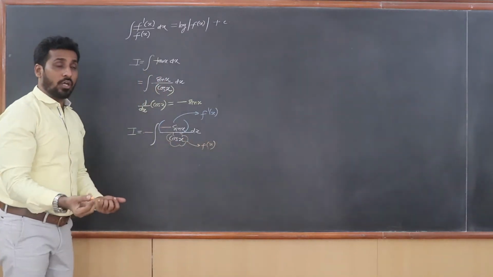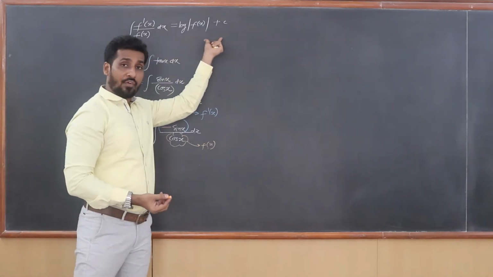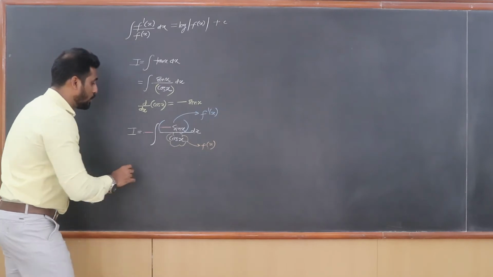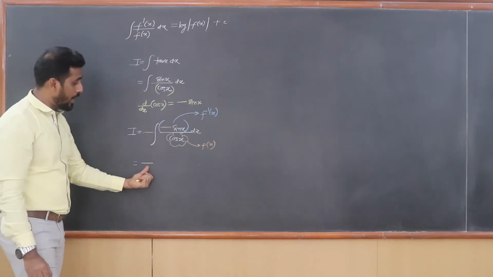I know my corollary well, isn't it? Integration of f1 of x upon f of x dx is what answer? Log of f of x plus c. So my answer here is going to come. There will be a minus sign. So let's maintain the minus sign. So the minus sign is there.